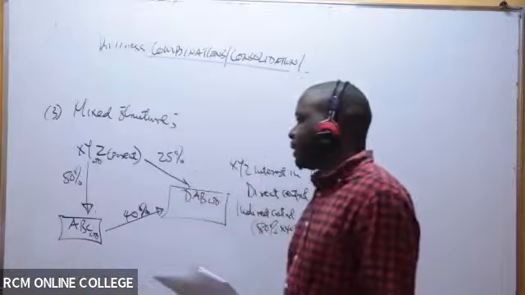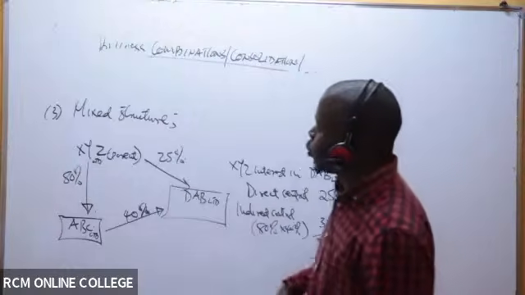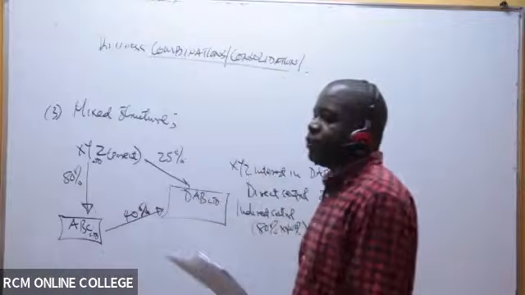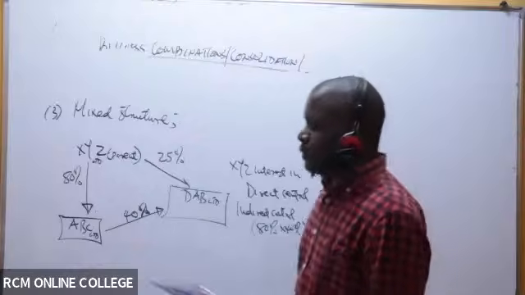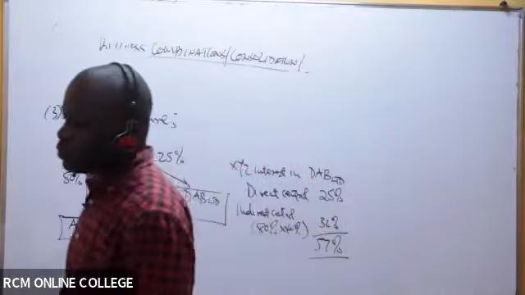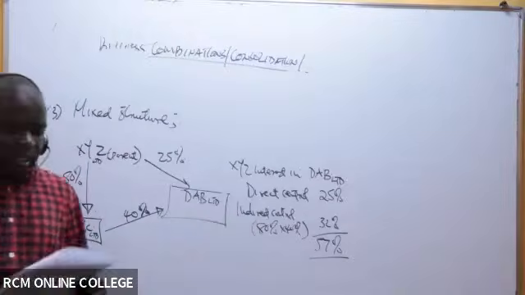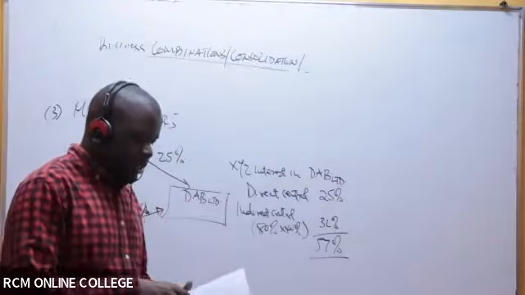So because in this case there's no control, the method of consolidating or combining an associate will be different. We'll use what we call the equity method. And of course, we'll be able to see how you utilize the equity method.